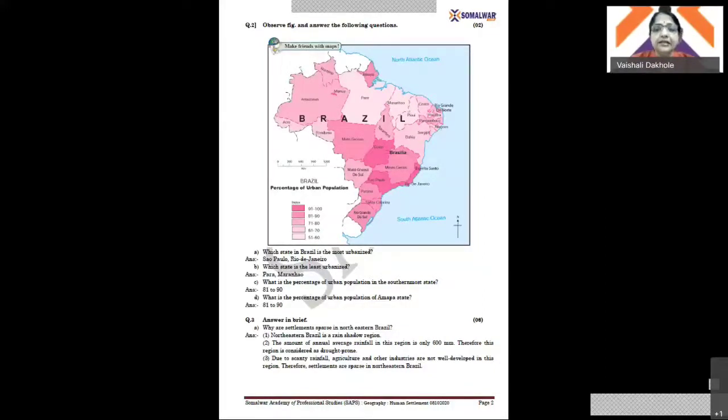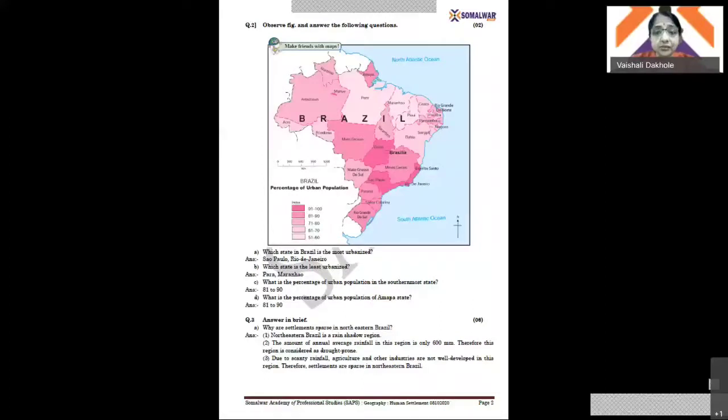So that is in the map, according to the map, it is Pará, isn't it? Can you see that Pará? Pará state is having the least population. Then the next question is, what is the percentage of urban population in the southernmost state?